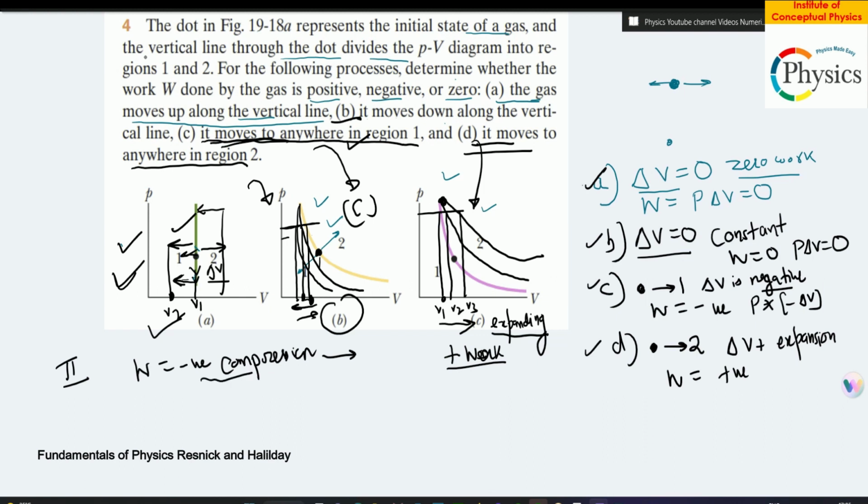If it's a compression, it is negative work. If it's expansion, it is positive work. If volume doesn't change, it is zero work. So we had two situations of zero work when we were moving down and up here. So that's the central idea you must carry, and the learning you must carry with this particular question.